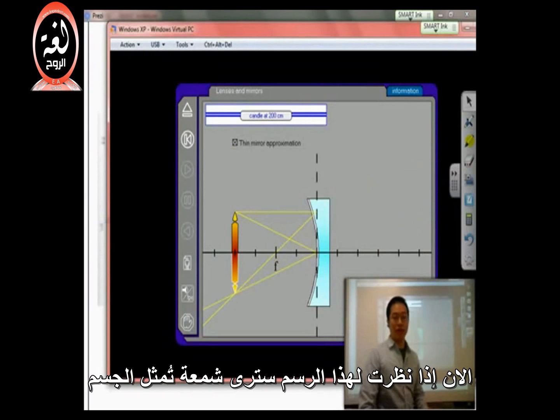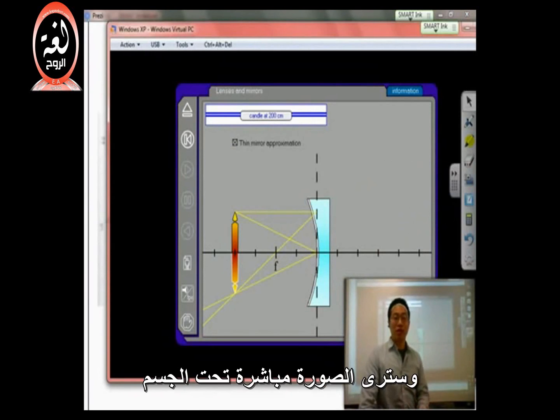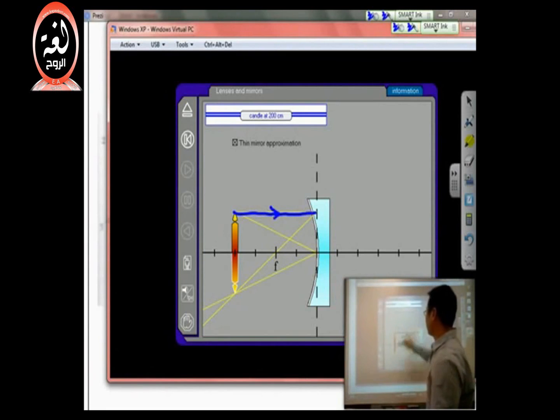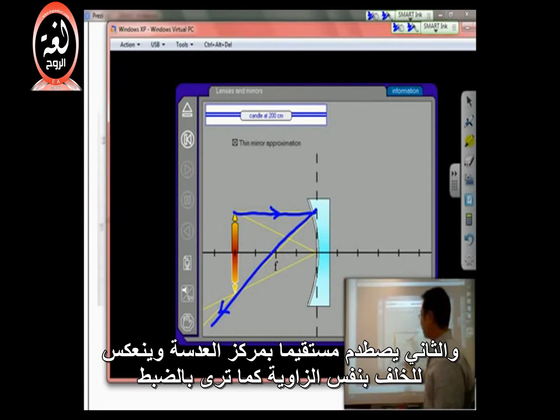Now, if you take a look at this diagram over here, okay, we see the candle as our object, and we see our image. In this case, we can see the image is actually directly under the object. And the two lines that they use in this case over here is the one that goes parallel and then through F. And the second line they say is if it strikes straight at the center of the lens, it reflects back at the exact same angle.